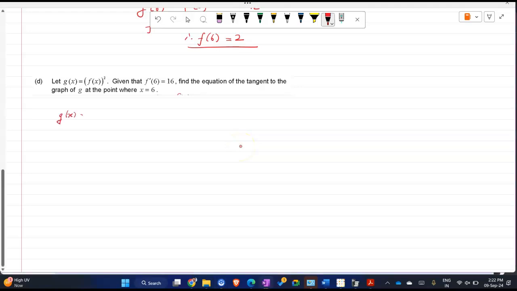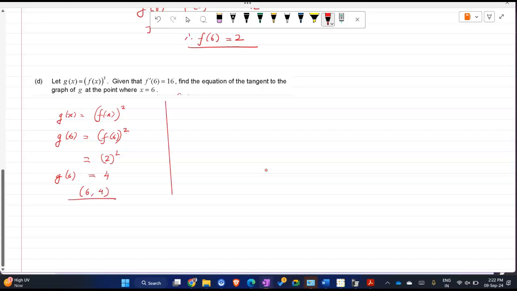So first, your g(x) is equal to f(x) the whole square. So your g(6) first you find out, and x is 6, it's f(6) the whole square. Now what is f(6)? We found out f(6), no? 2. So 2 square, which is 4. So g(6) is equal to 4. That means my point is (6, 4).